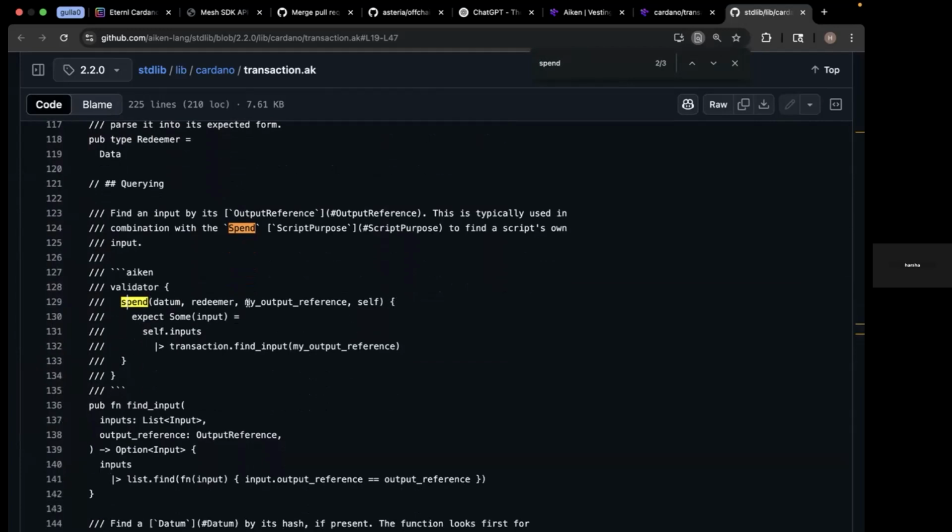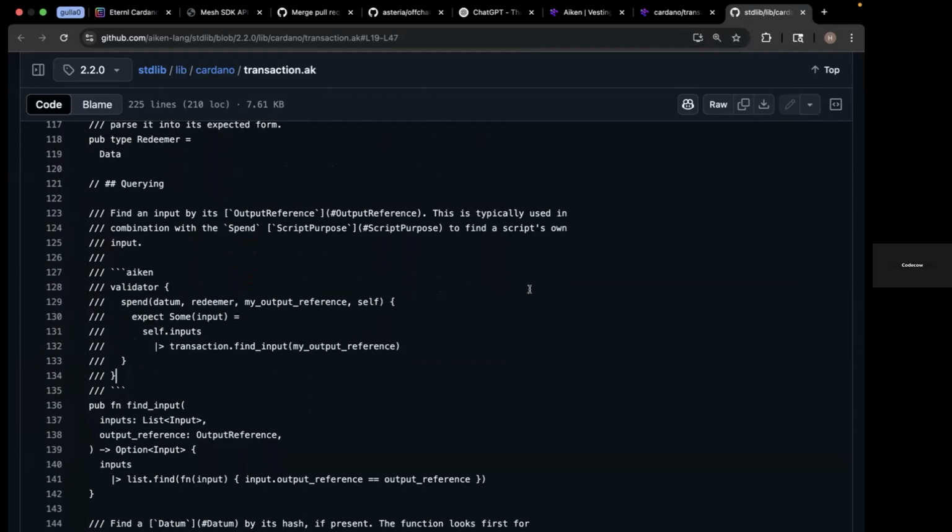I mean, no, wait. Yep, that's good. Look at that, this is literally it. Just say data. Yeah, this is literally it. Look at this: find an input by its output reference. This is typically used in combination with spend script purpose to find one's own input.